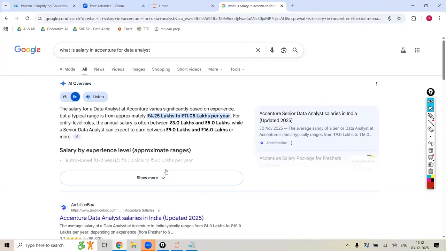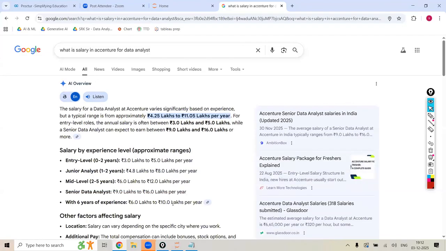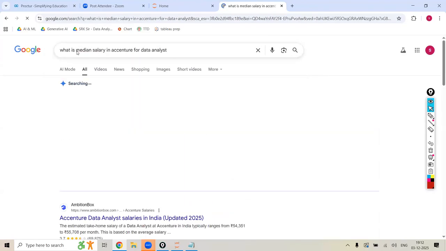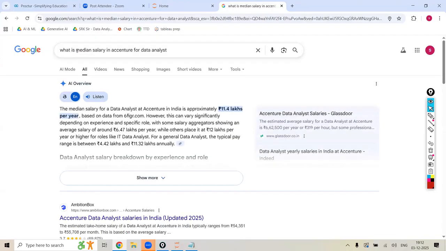Here I'm going to get different packages, different values, and what is the median salary? Let me write the median salary clearly. Now here you can see that the median salary is 11.4 lakhs. What is the median salary? It means 50% of the people are working under 11.4 lakhs, and 50% of the people are working above 11.4 lakhs. Is the point clear?